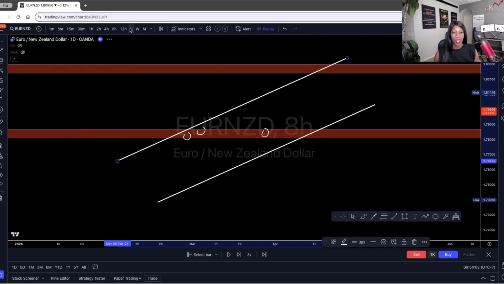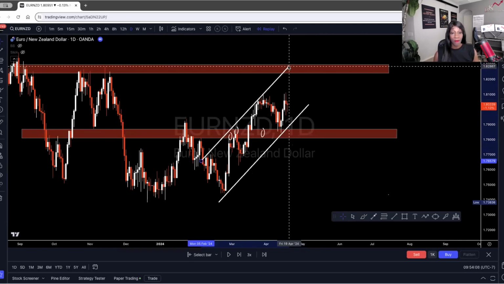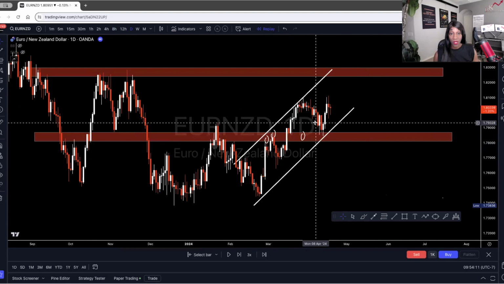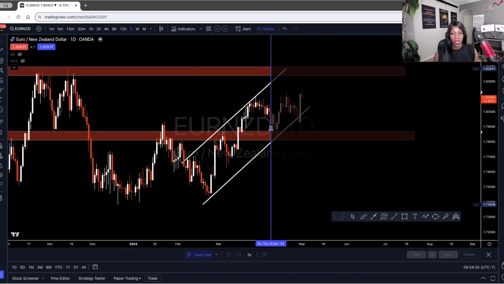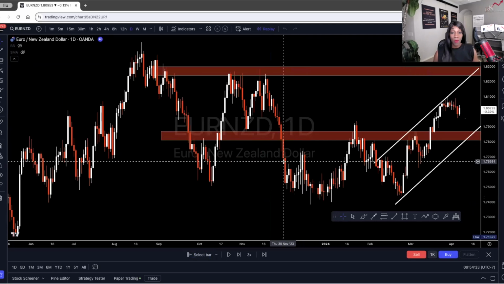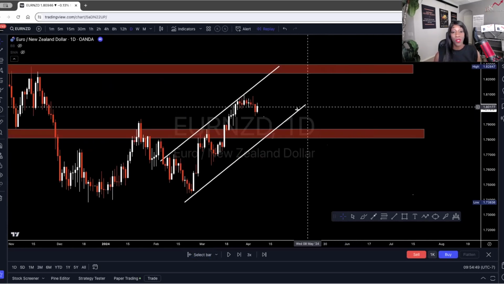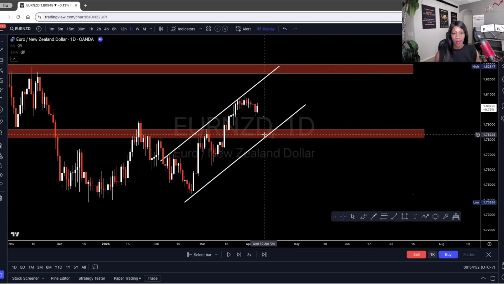Now let's switch to the daily time frame. Let's say if we got a setup off the daily. This is where price was right here. So we're just going to do another replay feature. We're going to click on replay. We're going to go ahead and just click where we want to start that replay. Let's say we're looking for a buy opportunity on the daily. We're waiting for price to come into our zone.